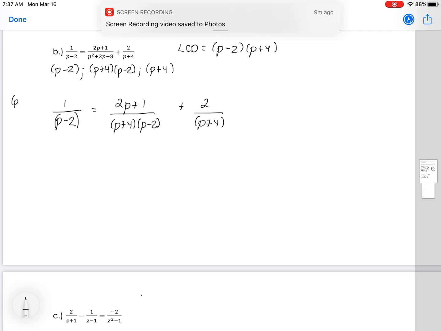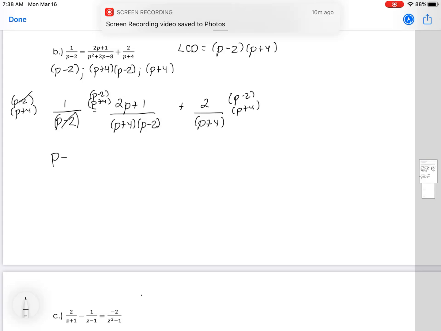And then just like we did for the first one, we are multiplying by the LCD. It just needs to be somehow written next to each of your fractions. P plus 4, p minus 2, p plus 4. And then you go and you see what cancels. Again, no denominator should be left over.